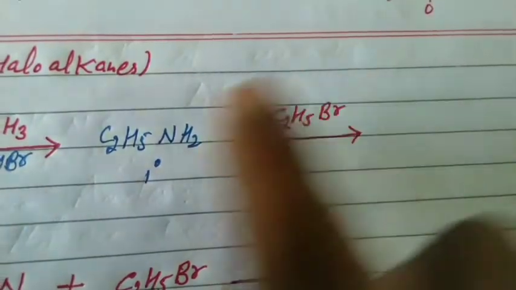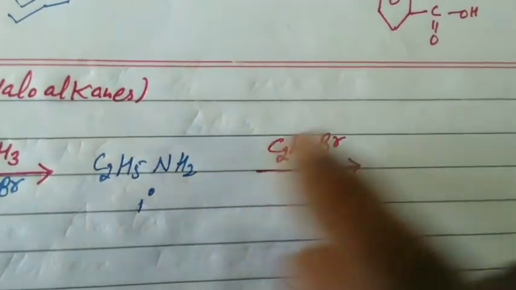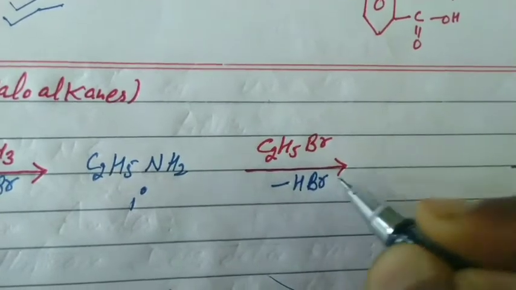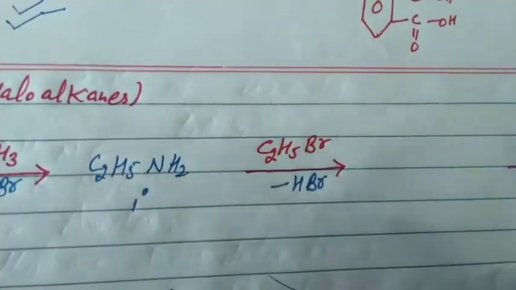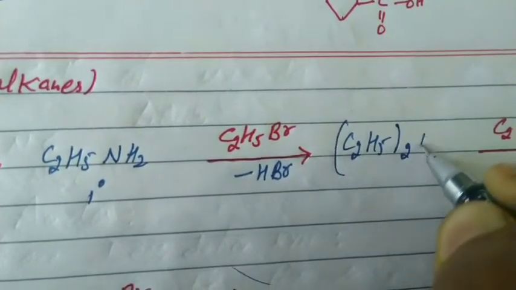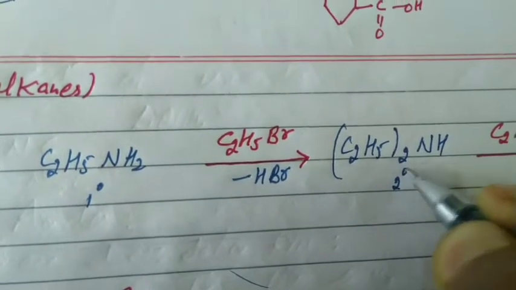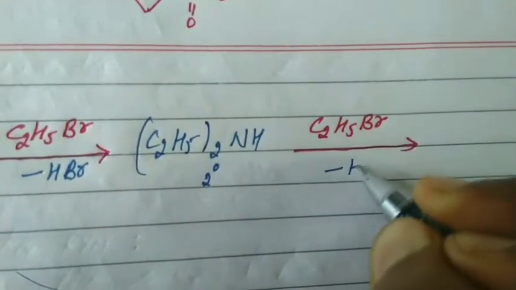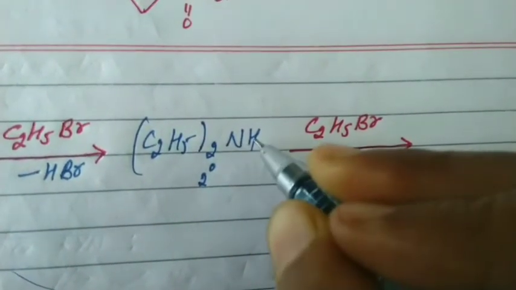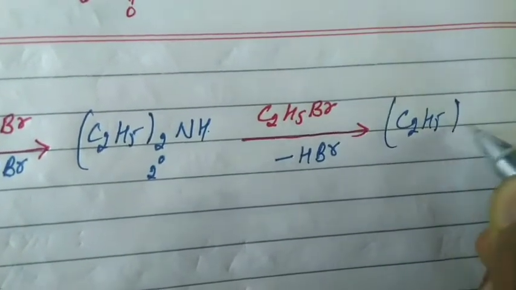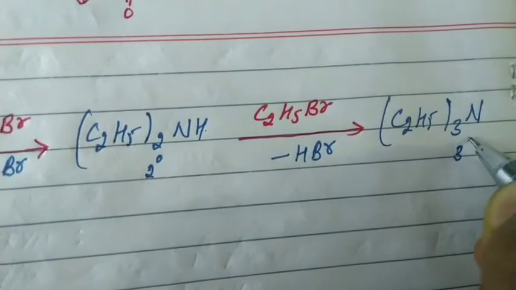It will now again strike on the primary amine because we have written excess. Further nucleophilic substitution. HBr eliminates as byproduct. The number of hydrogen atoms with nitrogen decreases and alkyl groups increase. Now what will be formed? (C2H5)2NH, and you know it is a 2 degree amine. After this, again haloalkane was in excess, it again strikes. HBr eliminates as byproduct. The number of hydrogen atoms decreases and alkyl groups increase. At last (C2H5)3N. It is clear it is a 3 degree amine.